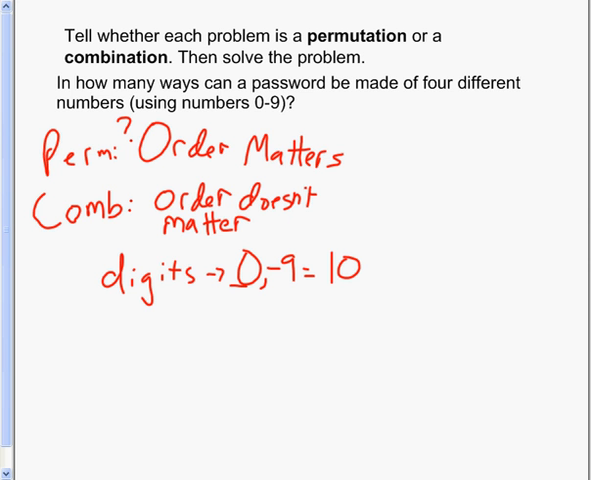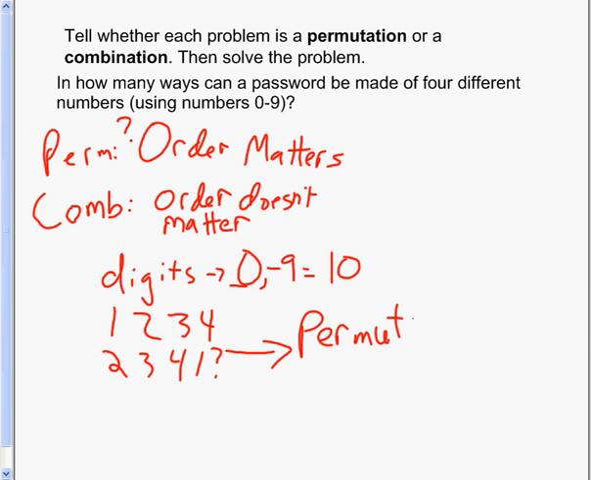But back to thinking, does order matter in a password? Well, if we're using digits, is 1, 2, 3, 4 the same password as 2, 3, 4, 1? No, it's not. If your password is 1, 2, 3, 4 and you type 2, 3, 4, 1, you're not going to get into your account. So, permutation, because order matters.